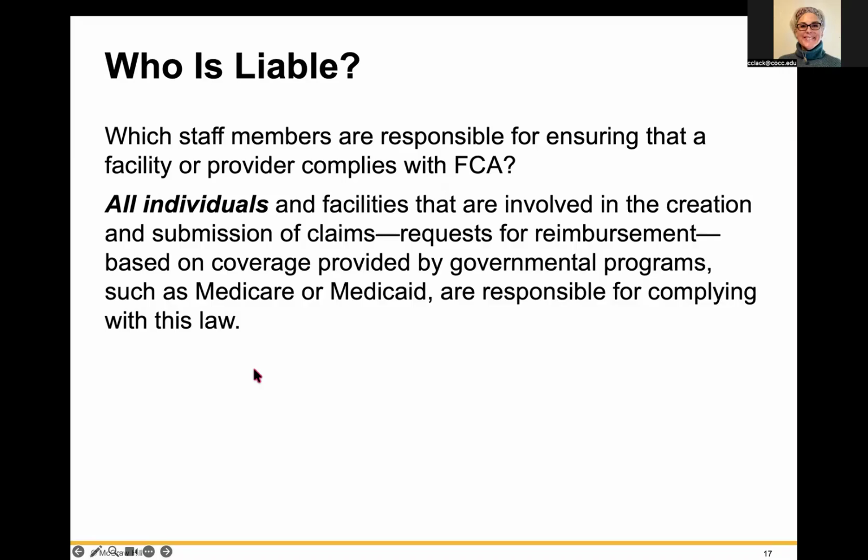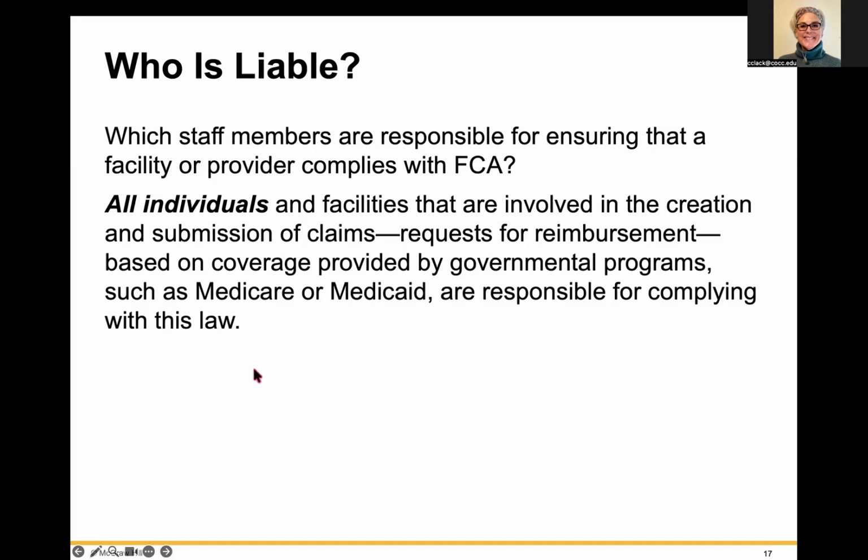This slide answers a question people love to dodge. Who's responsible for compliance with the False Claims Act? The answer is simple, everyone. Everyone who is involved in the claim. It's not just the provider, not just billing, not just the coder. If you touch the claim, documenting, coding, charging, submitting, or supervising the process, you're part of the chain of responsibility.